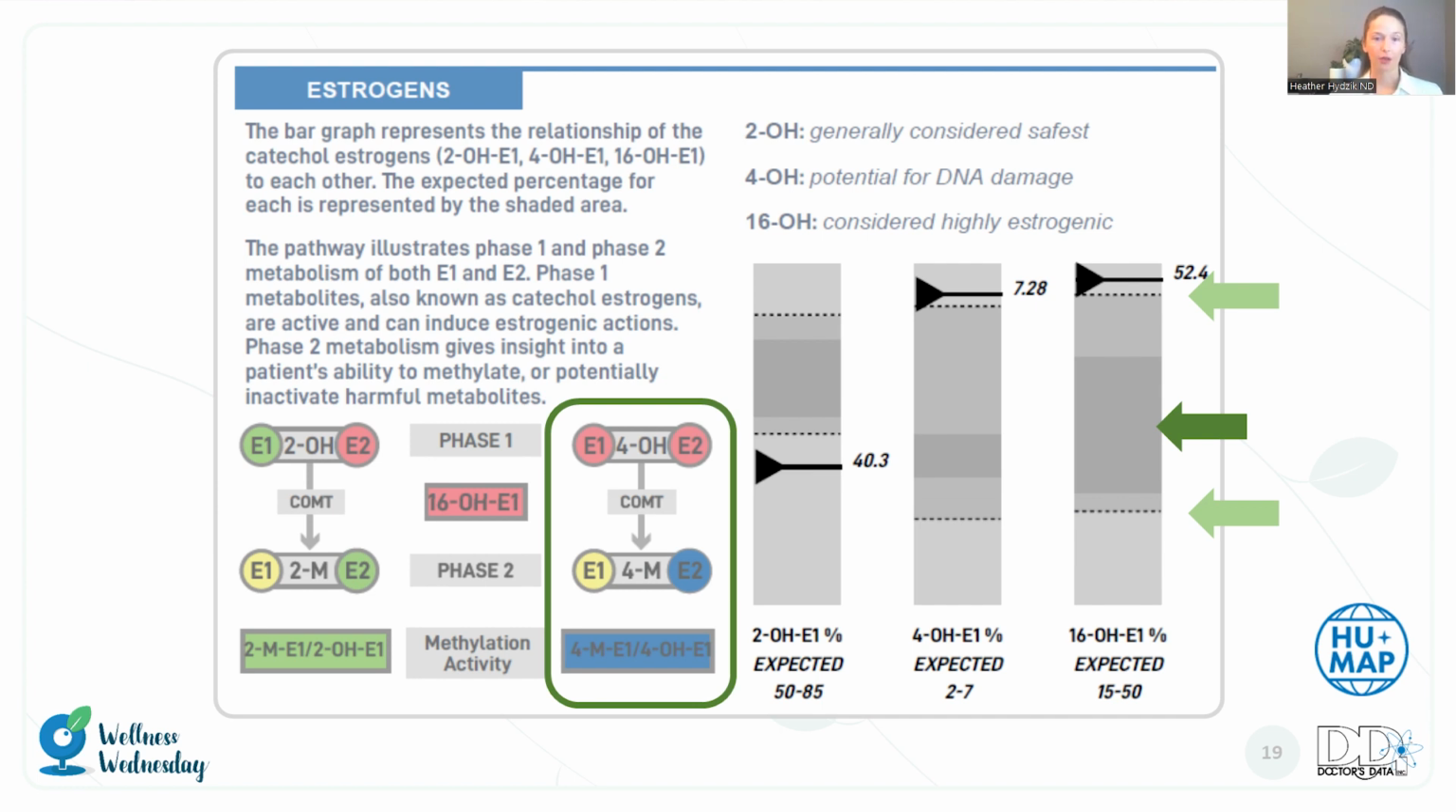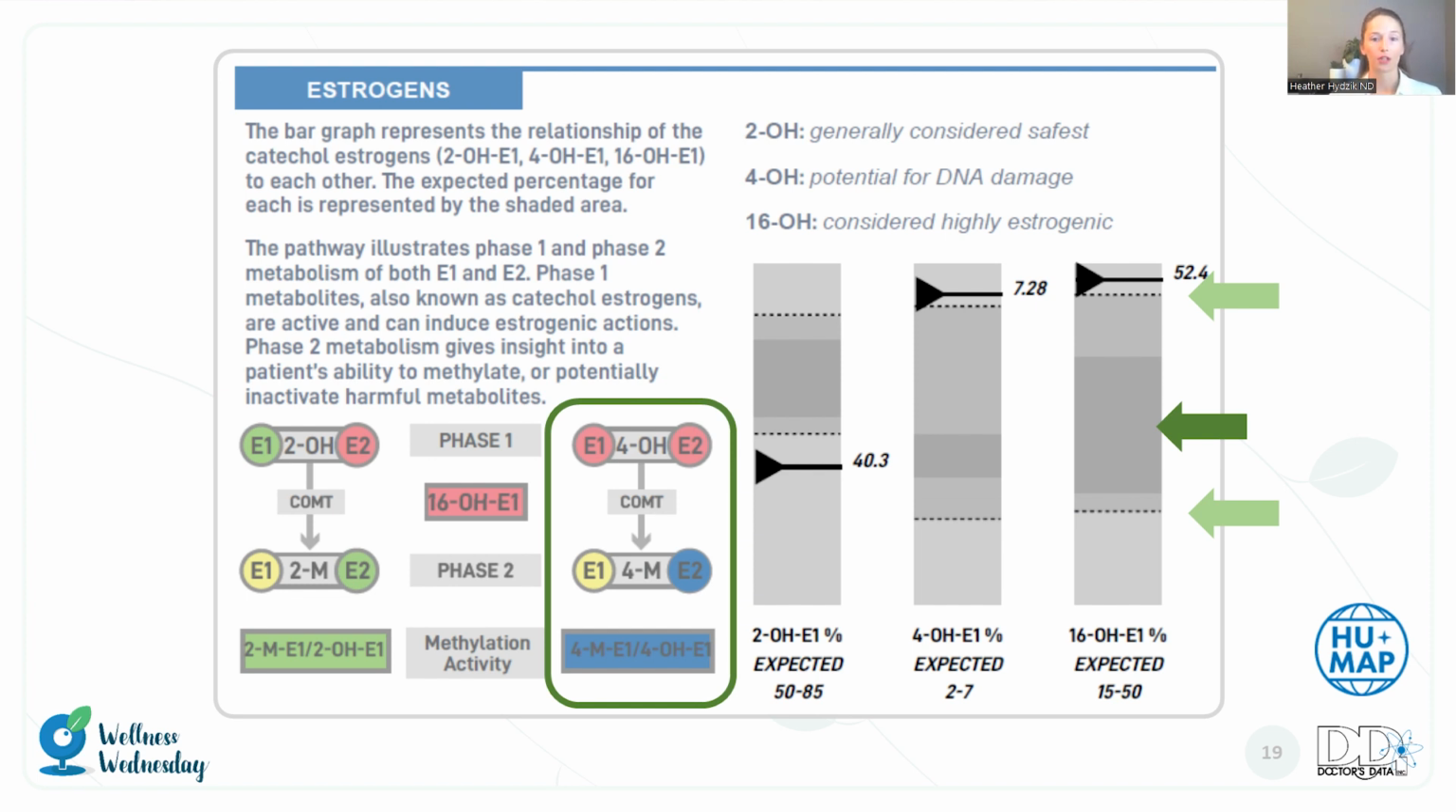Here's another example. You have 4-hydroxyestrogens, these red circles next to where it says phase 1, they're high, and I don't like that they're not being methylated efficiently. If you look at the gray bars on the right, you can see that the percentage of 4-hydroxy is high, and this increases the potential for DNA damage. The 16-hydroxyestrone percentage also is high, and this metabolite is highly estrogenic.